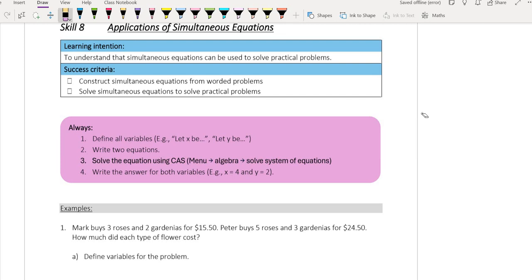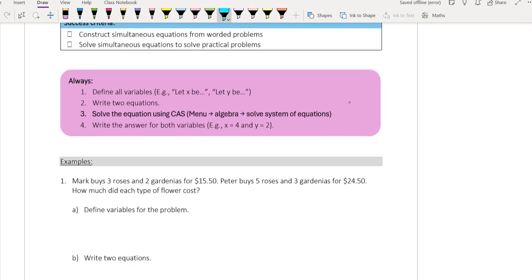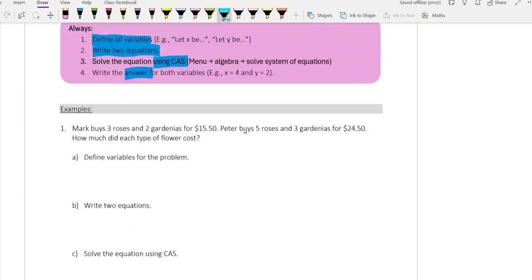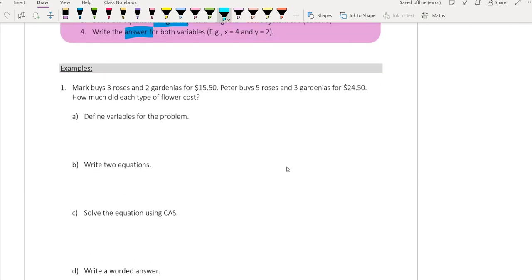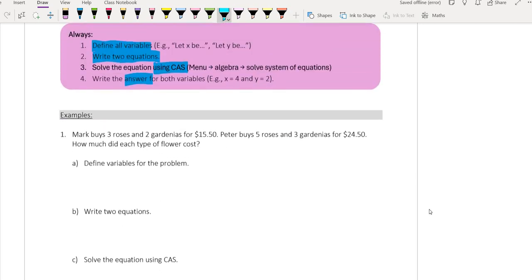Alright, this lesson we're looking at application of simultaneous equations. So the steps of doing this would be defining variables to start with, writing two equations, and then using the CAS to solve, and then writing the answer. So let's look at some examples. So I'm just going to put the steps there as well.